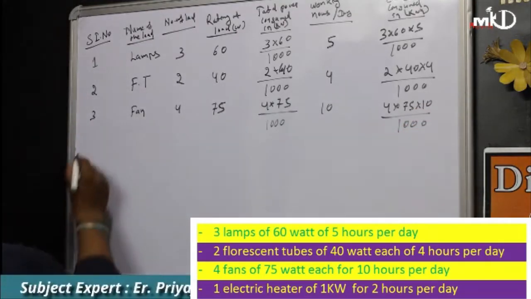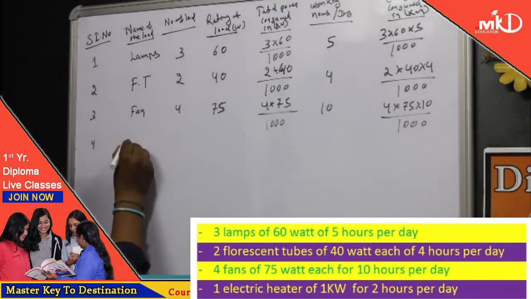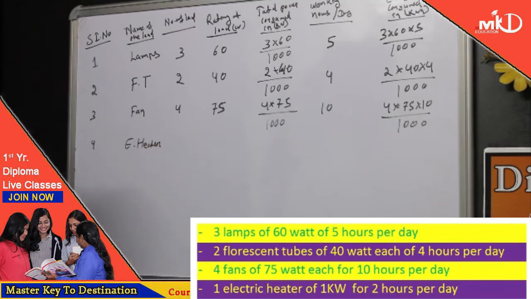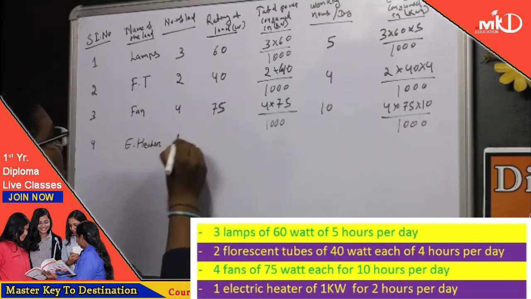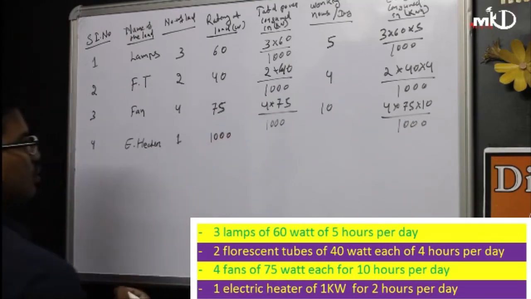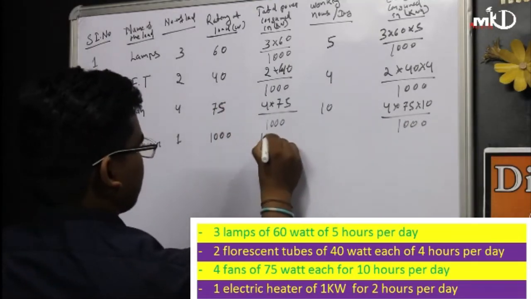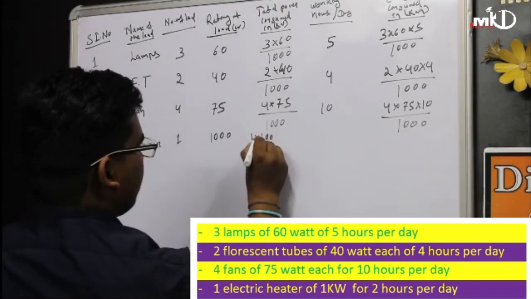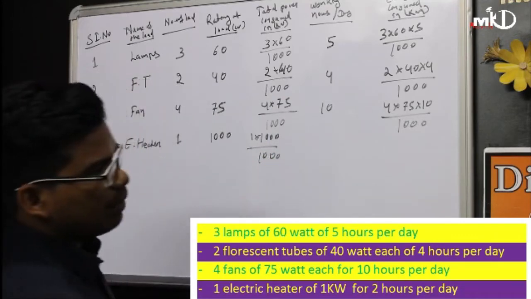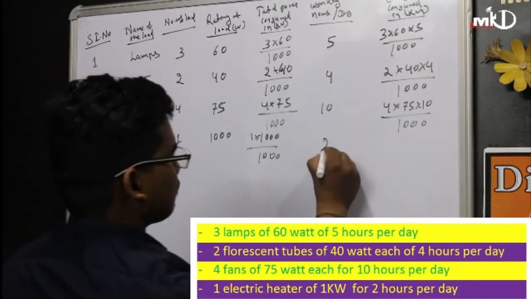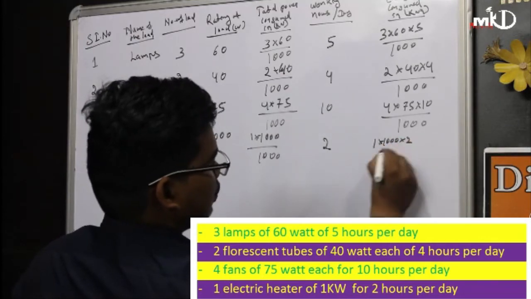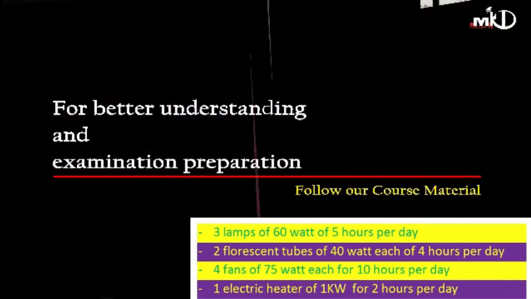Then your electric heater. Number of heater is 1. Then rating is 1 kilowatt, 1000 watt. So total power consumption is 1 into 1000 divided by 1000. Working hour is 2 hours. So it is 1 into 1000 into 2 divided by 1000.